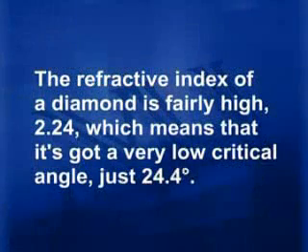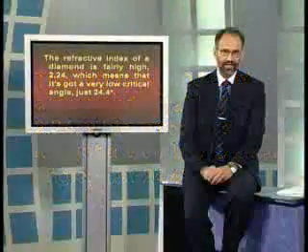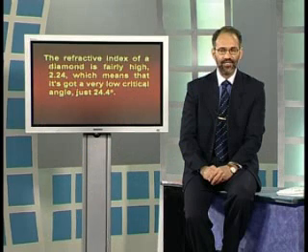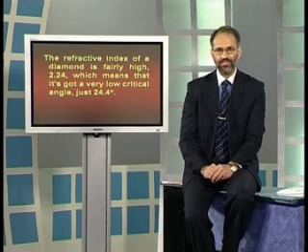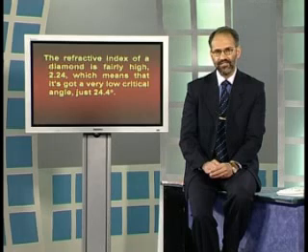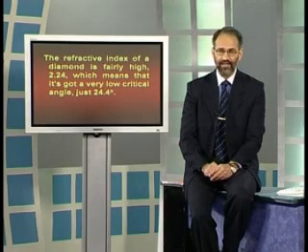The refractive index of a diamond is fairly high. It is 2.24, which means that it's got a very low critical angle, which is just 24.4 degrees. So any incident ray that is hitting the diamond at an angle greater than 24.4 degrees, that would cause total internal reflection of light. So अगर इससे कम एंगल के ऊपर लाइट हिट करती है सरफेस ऑफ द डायमंड को, ओनली देन it would get reflected.